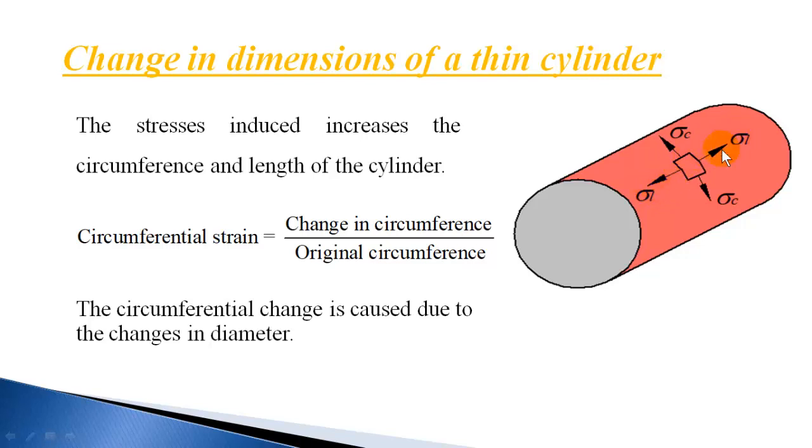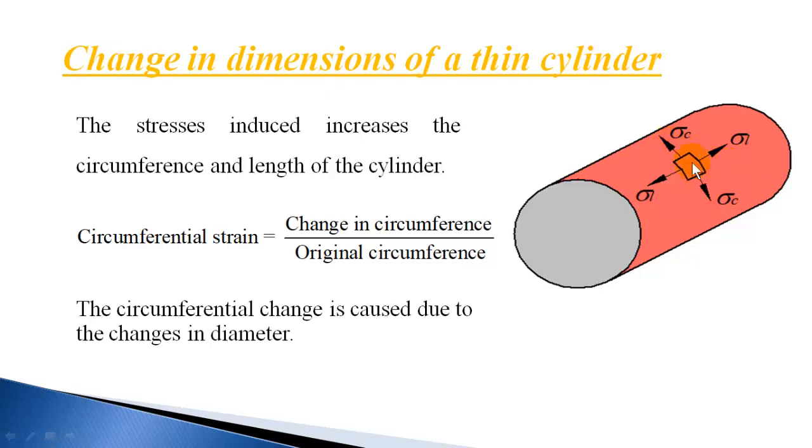Now the longitudinal stress in turn is trying to increase the length of the cylinder. So this increase in length and circumference are direct strains. It also induces strains in the lateral dimension. Each stress is inducing strains in the lateral dimension.